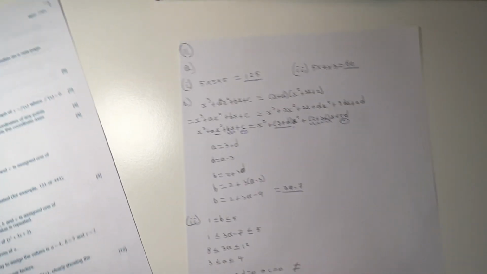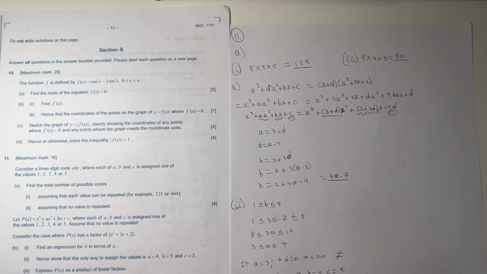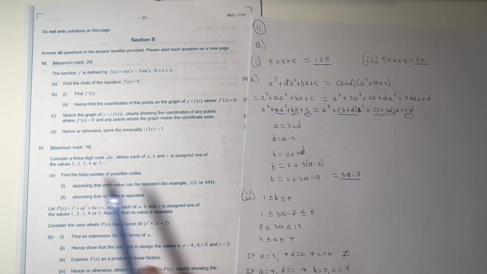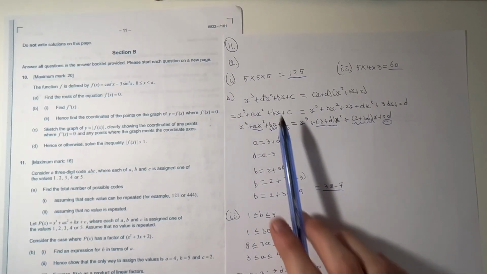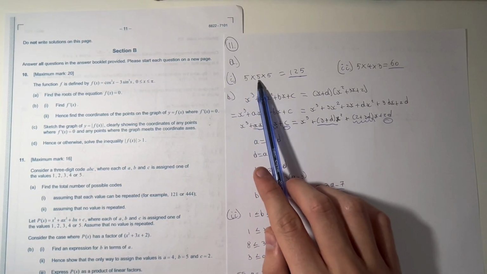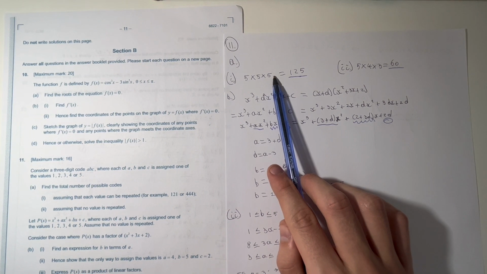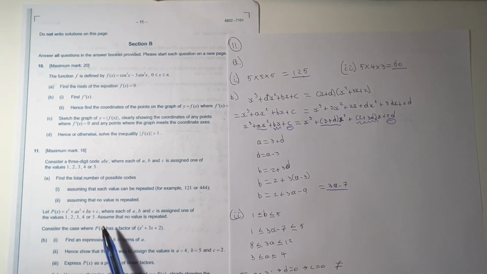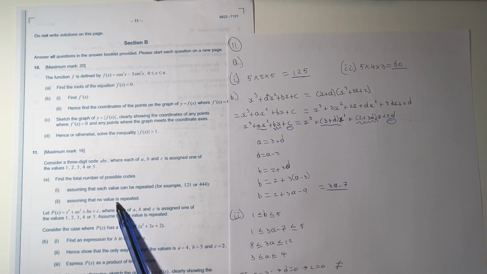Well, in this case, we just simply need to recognize that since each value can be repeated, there are 5 different combinations. So all we simply need to do is multiply 5 times 5 times 5, since there's 3 possible outcomes. Therefore, the answer is 125. And then the second part is assuming that no value is repeated.